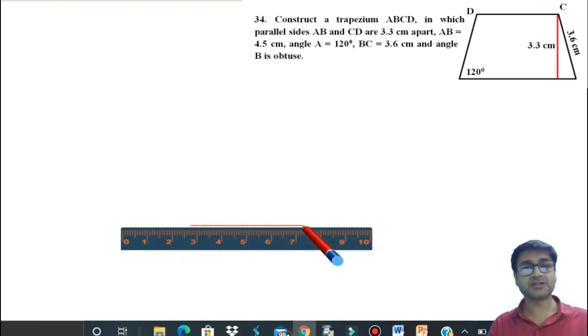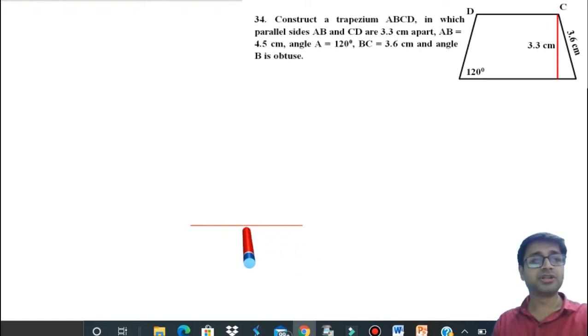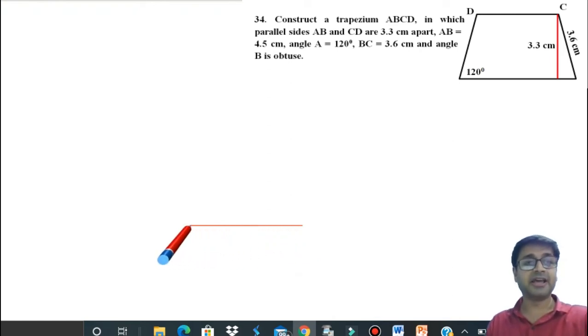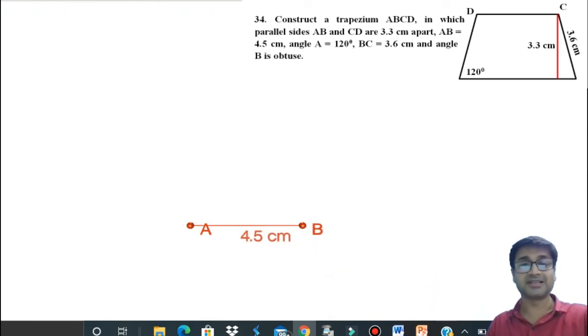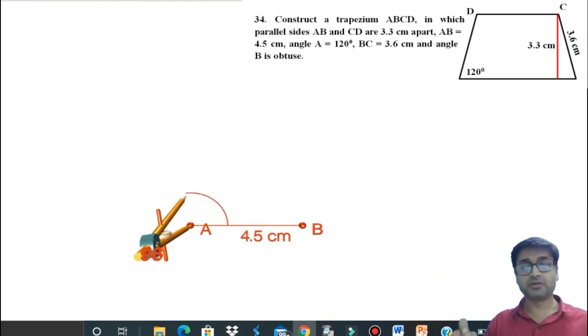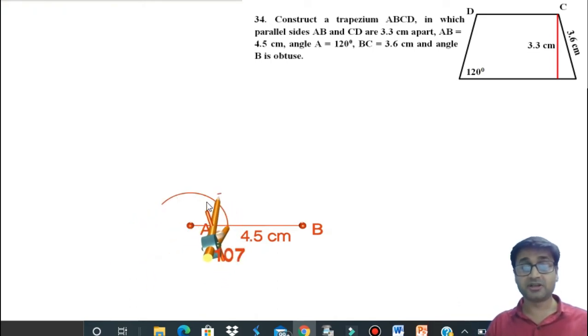So taking the base first, AB, which is 4.5, marking it as A and B. Then 120 degrees at A, so keep your compass at that point A, cut an arc of suitable radius. Then from the point of intersection, cut a second arc at 60 without changing your radius. So let's take compass on point A, cutting an arc as you can see right over there, and then keeping your point of compass on this, cutting the first arc without changing the radius. From here the second arc, and what I get is 120 degrees.